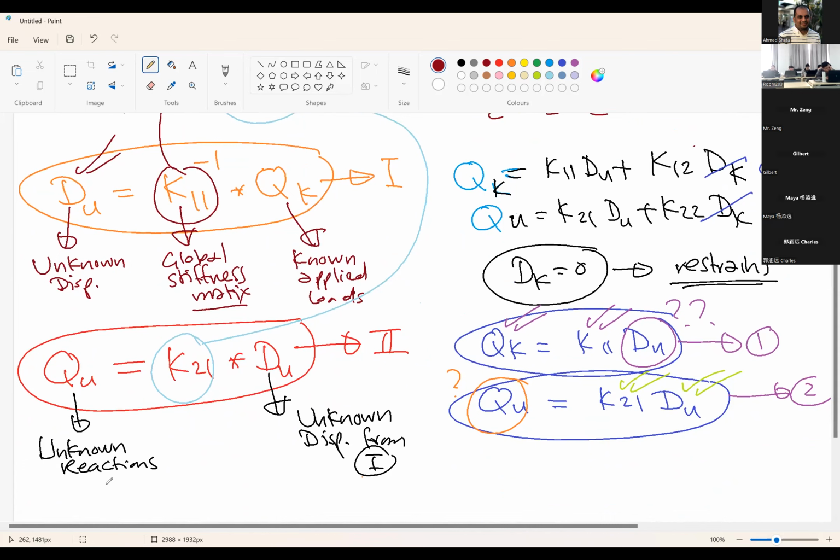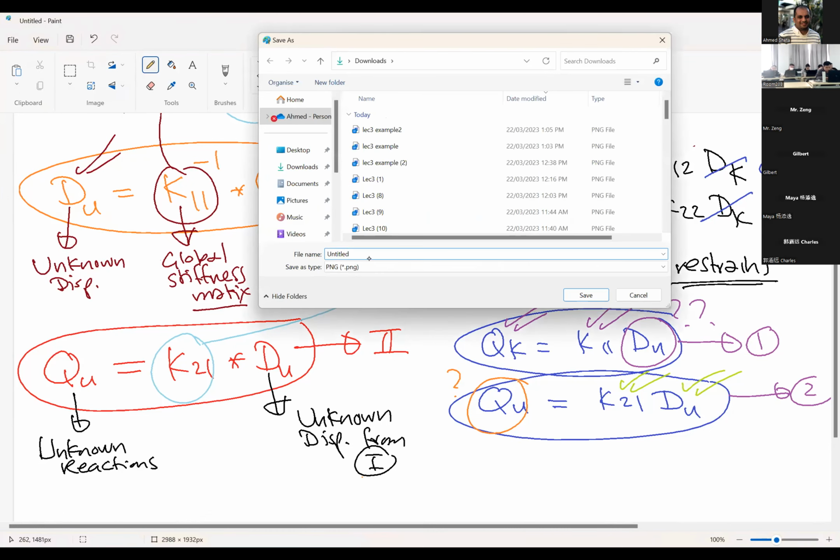Okay. Do you have any question about this equation? No? Just a quick last thing we will do today: if you go back to the example we have done, I just open the file.